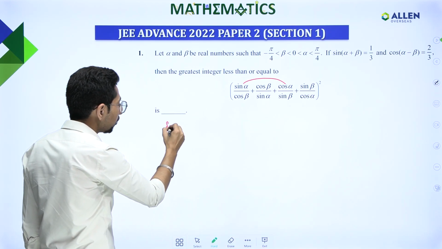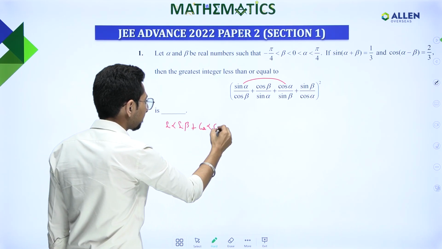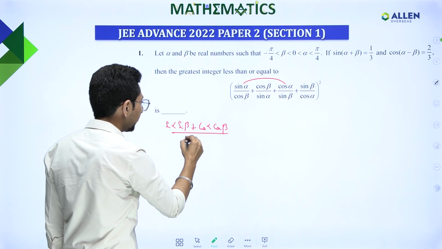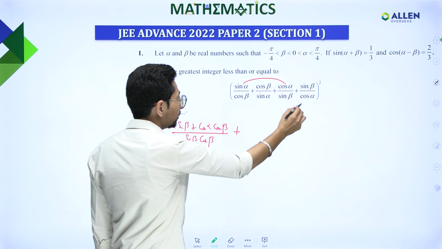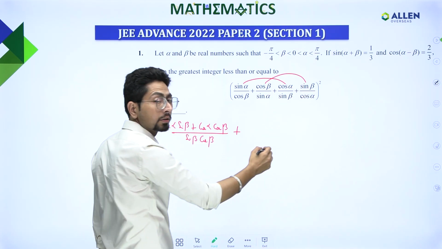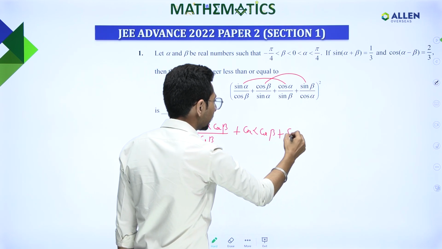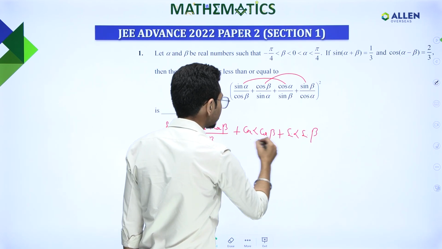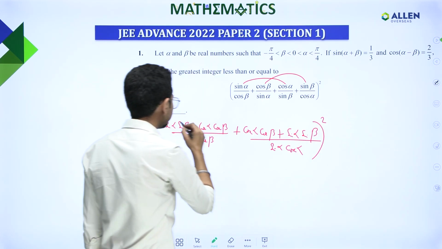This will be of the form sin alpha sin beta plus cos alpha cos beta divided by sin beta cos beta, right? Plus these two terms will be combined, second and fourth term. This will make it cos alpha cos beta plus sin alpha sin beta whole divided by sin alpha cos alpha. This term whole square, right?